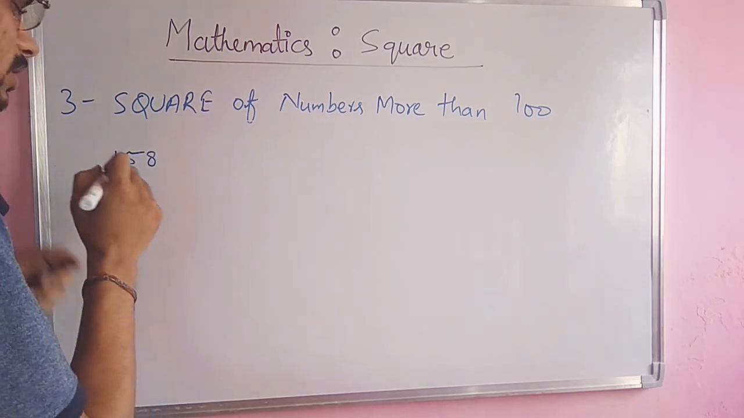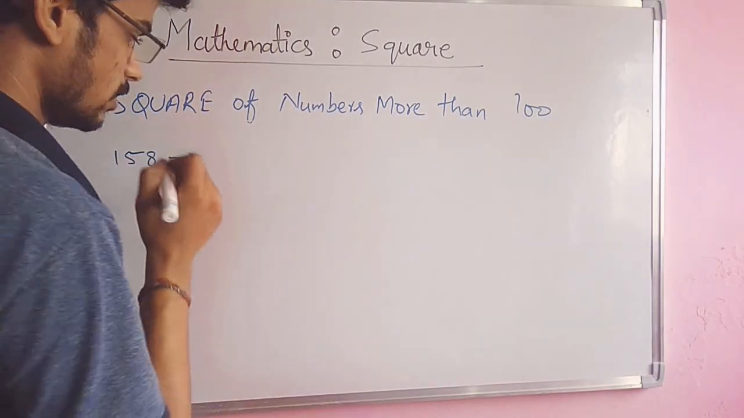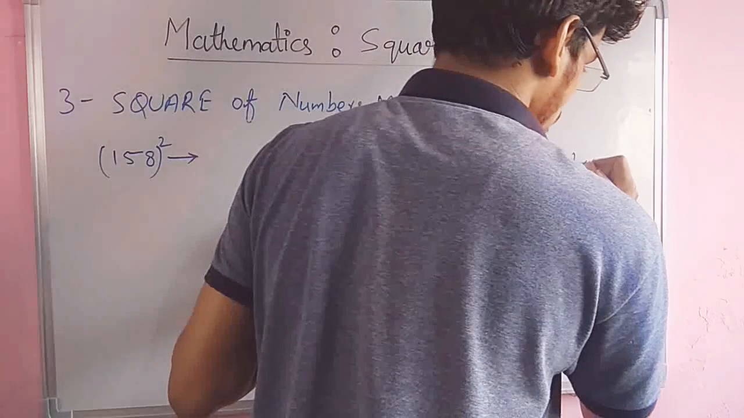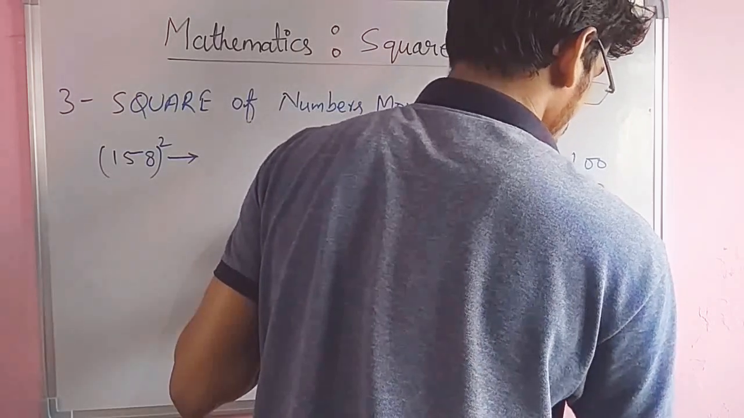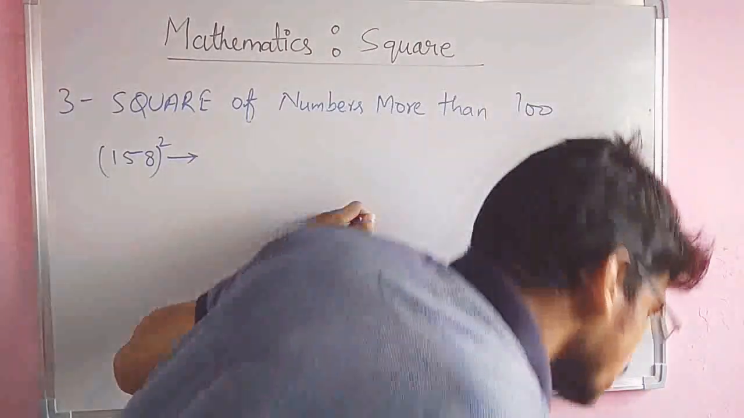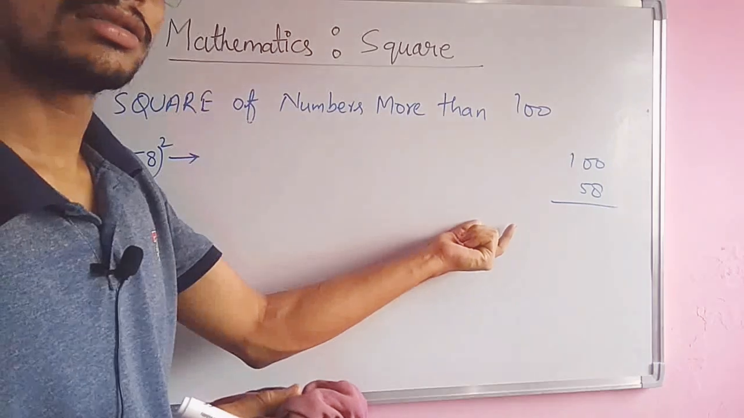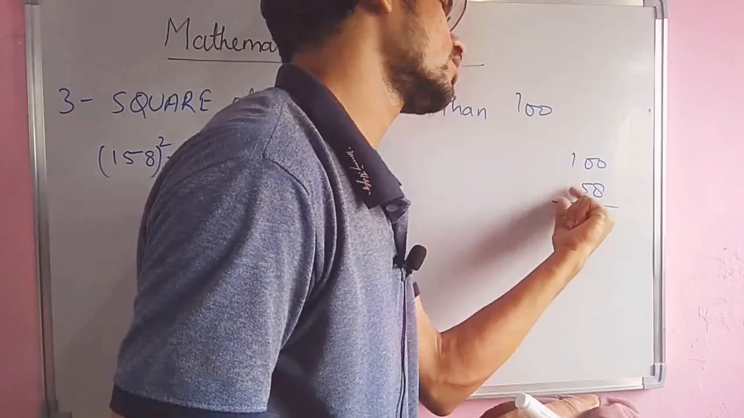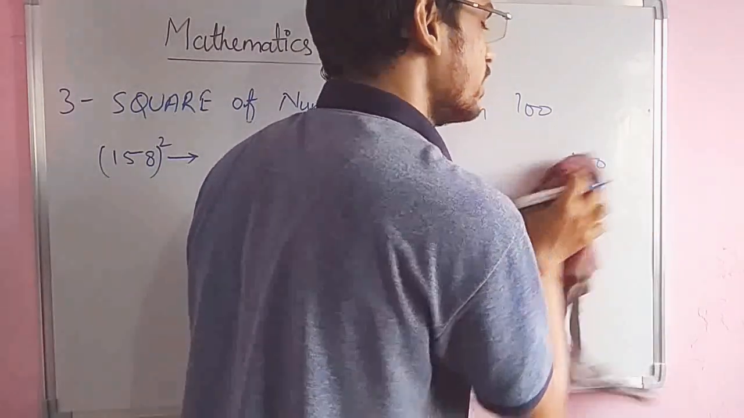Next, if we want to calculate the square of 158, how much is it greater than 100? It is greater than 100 by 58. 58, how much is its square? In the next few minutes, we will calculate the square of 58 within seconds.